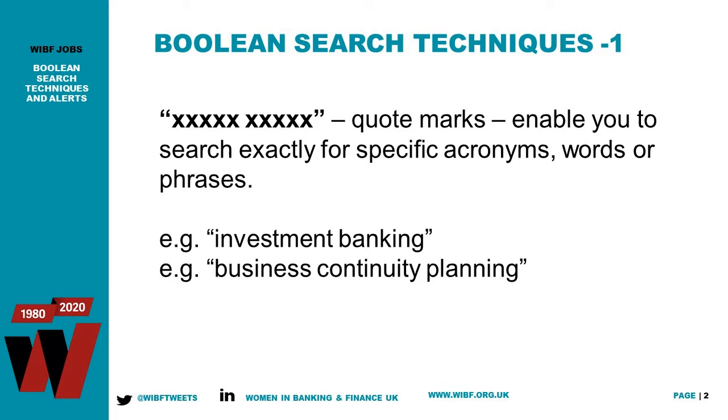So technique one is the use of quotation marks. The use of quote marks around a word or a phrase essentially tells the algorithm, the search engine, to search for exactly what is between those quote marks. So it is typically used for phrases like investment banking or business continuity planning, as in the examples here, but it doesn't necessarily have to be more than one word.